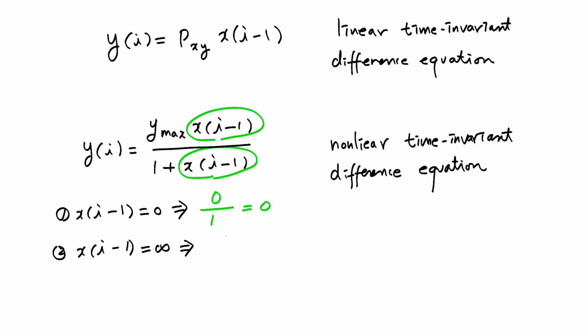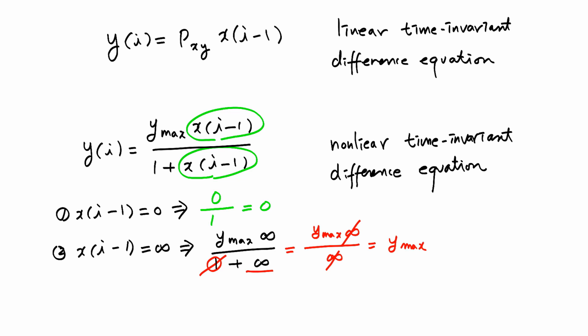Then we have Y max times infinity over 1 plus infinity. Since this is so small compared to this, we can ignore this value, 1, and we can say that it's Y max times infinity over infinity. And infinity cancel out, and we are left with Y max. So what does this mean? It means that if you have a very large X, then you will have a maximal Y protein concentration.